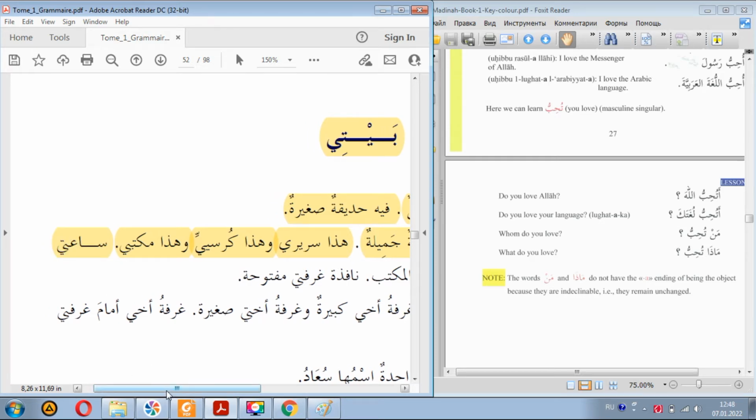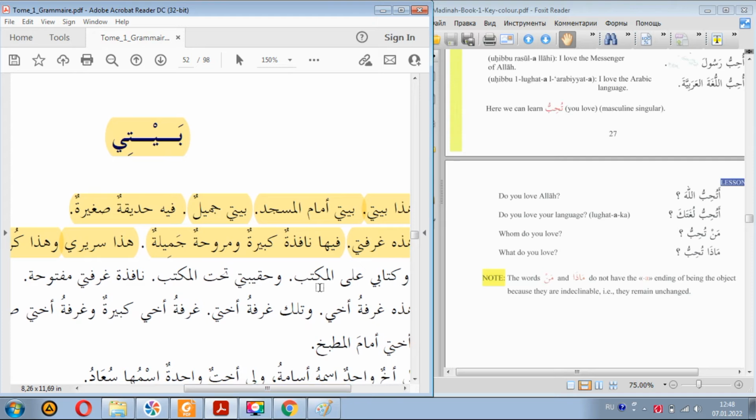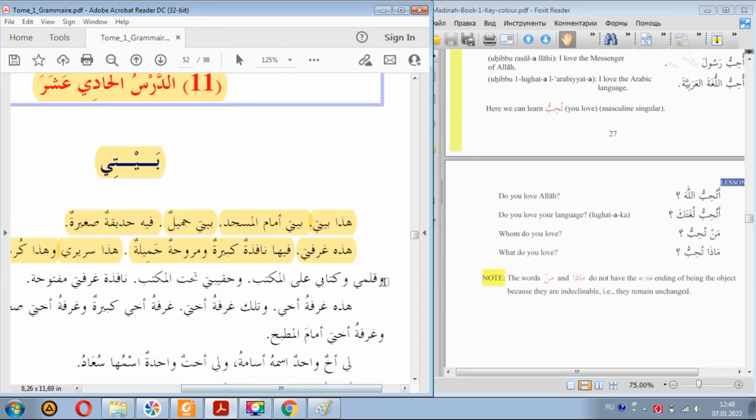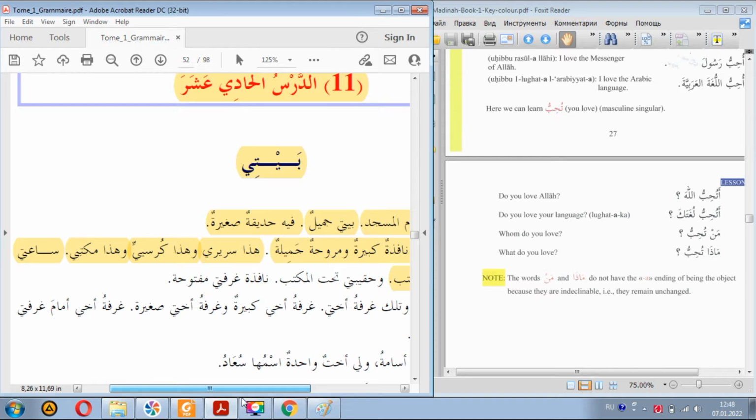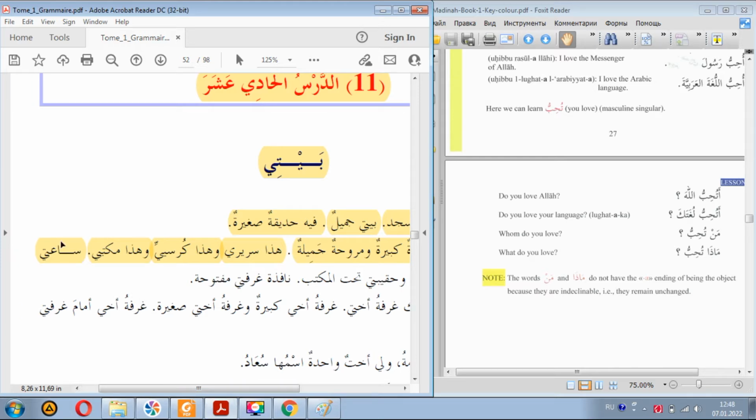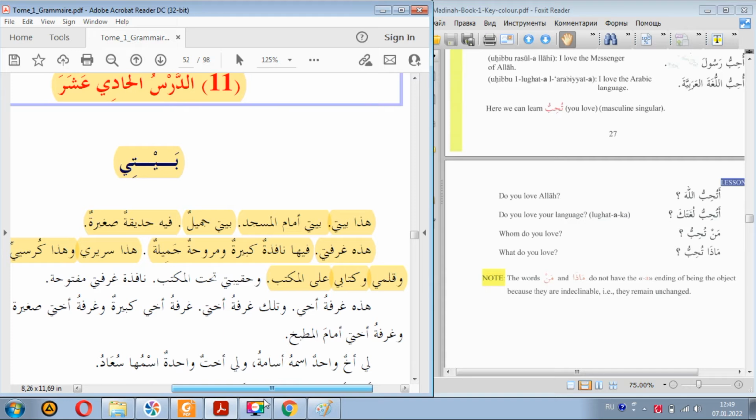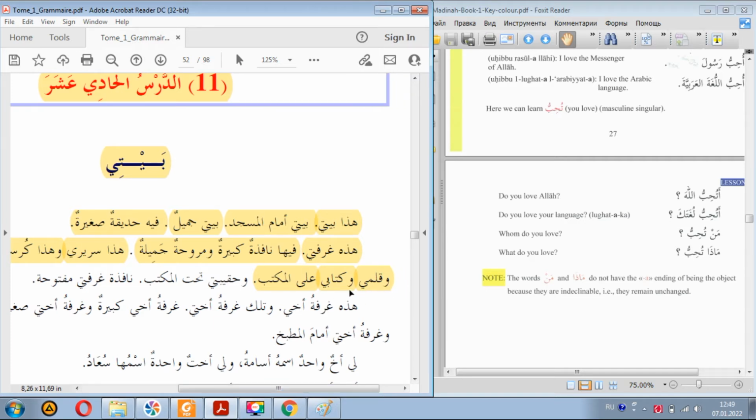ساعتي, my watch. وقلمي, and my pen. وكتابي, and my book. على المكتب, on the desk. So that's a literal translation, but when we translate it into English, we say there are my watch, my pen, and my book on the desk. That's how we say it.